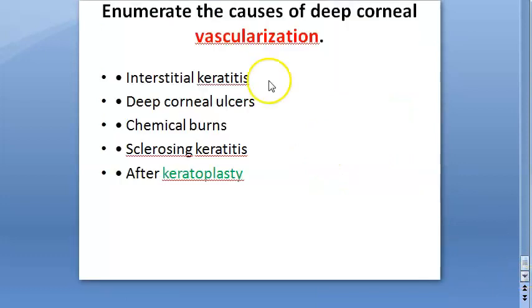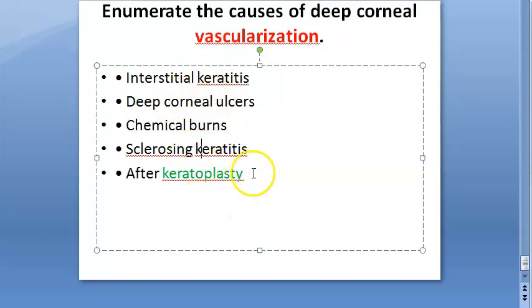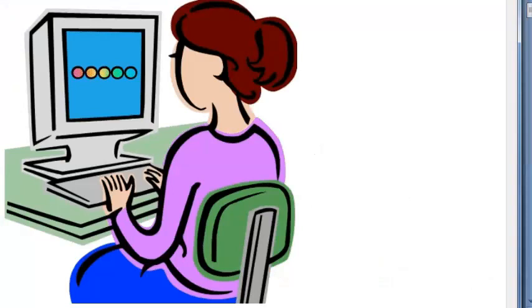Then, what can cause deep corneal vascularization? Out of many causes, one of the causes is keratoplasty. That's all for now, guys. In this video, we have covered keratoplasty, types, definition, indications, complications, everything.